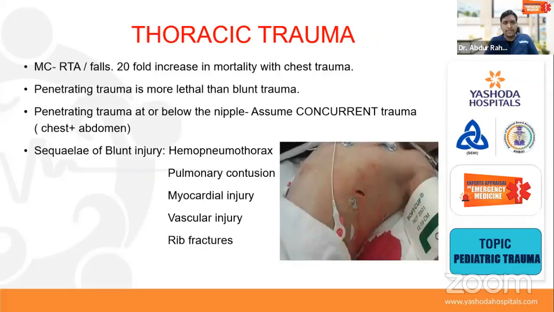Coming to thoracic trauma, the most common mechanism will be RTA or falls, and we know that there is a 20-fold increase in mortality with chest trauma. Penetrating trauma is more lethal than blunt trauma, especially in pediatric populations. For penetrating trauma at or below the level of the nipple, you should assume there is concurrent thoracoabdominal trauma, where both chest and abdomen are involved. And look for the sequelae of blunt injury like hemopneumothorax, pulmonary contusions, myocardial injury, vascular injury, and any presence of rib fractures.